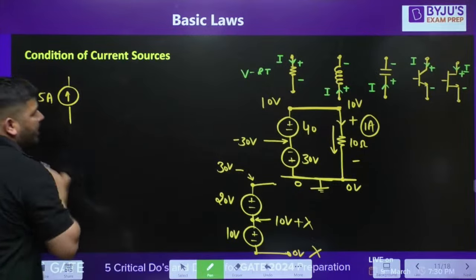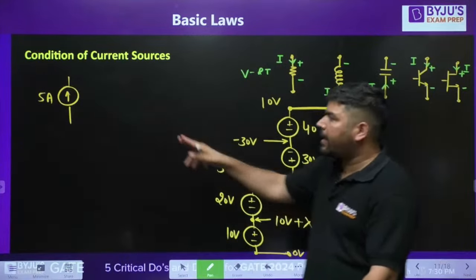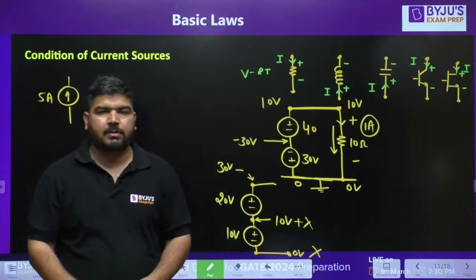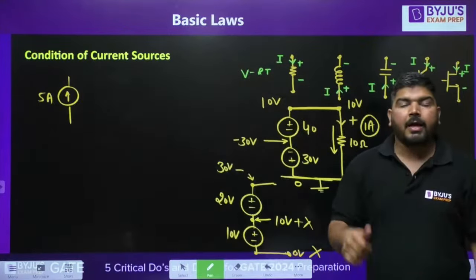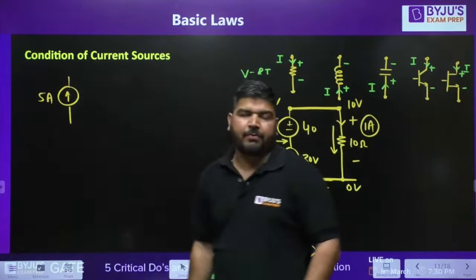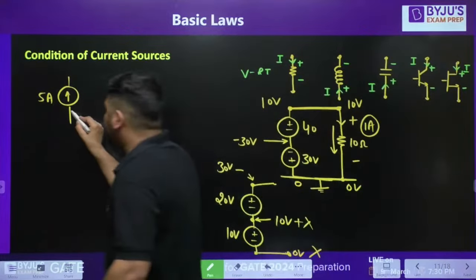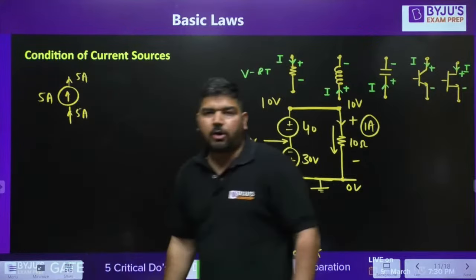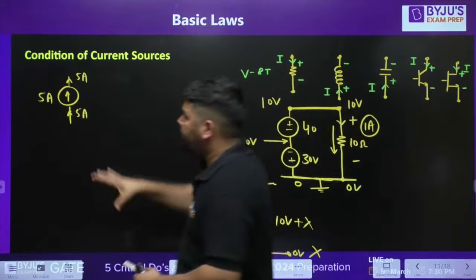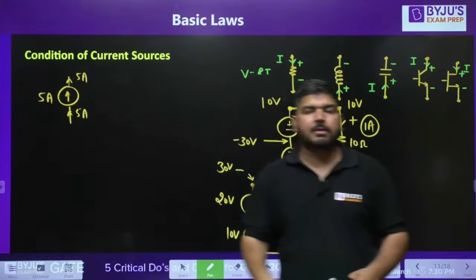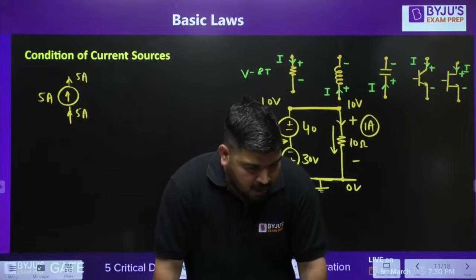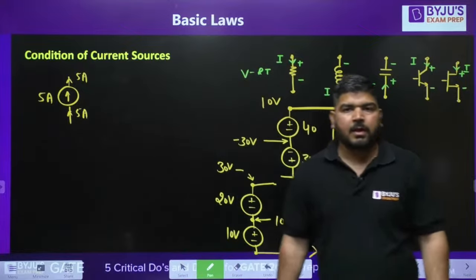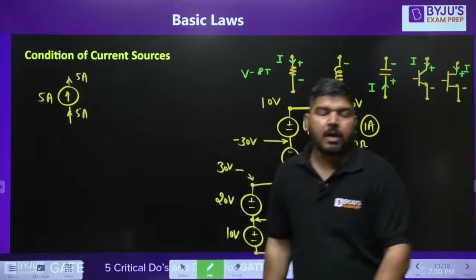What does it mean? It means that it will maintain a current of 5 ampere value. Whatever branch in which this current source is connected, in that branch, current will be fixed at 5 ampere. It will take 5 ampere and it will give 5 ampere without compromising anything. So whenever there is a current source in any branch, the current of that branch will be fixed and that current will be equal to the current source value. I hope it is clear.